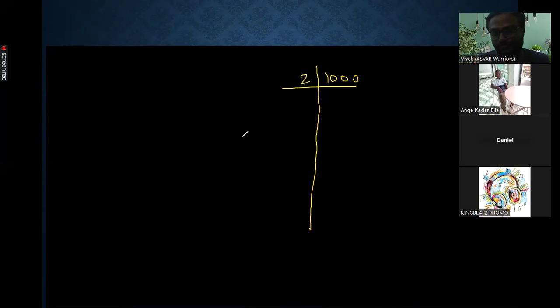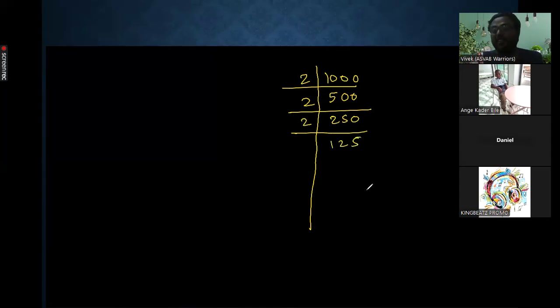So 1000 divided by 2 would be 500. 500 can again be divided by 2, giving 250. 250 divided by 2 is 125. Now, you cannot divide 125 by 2. Can you divide it by 3, guys? No. And by 5? Yes, let's go ahead with 5.